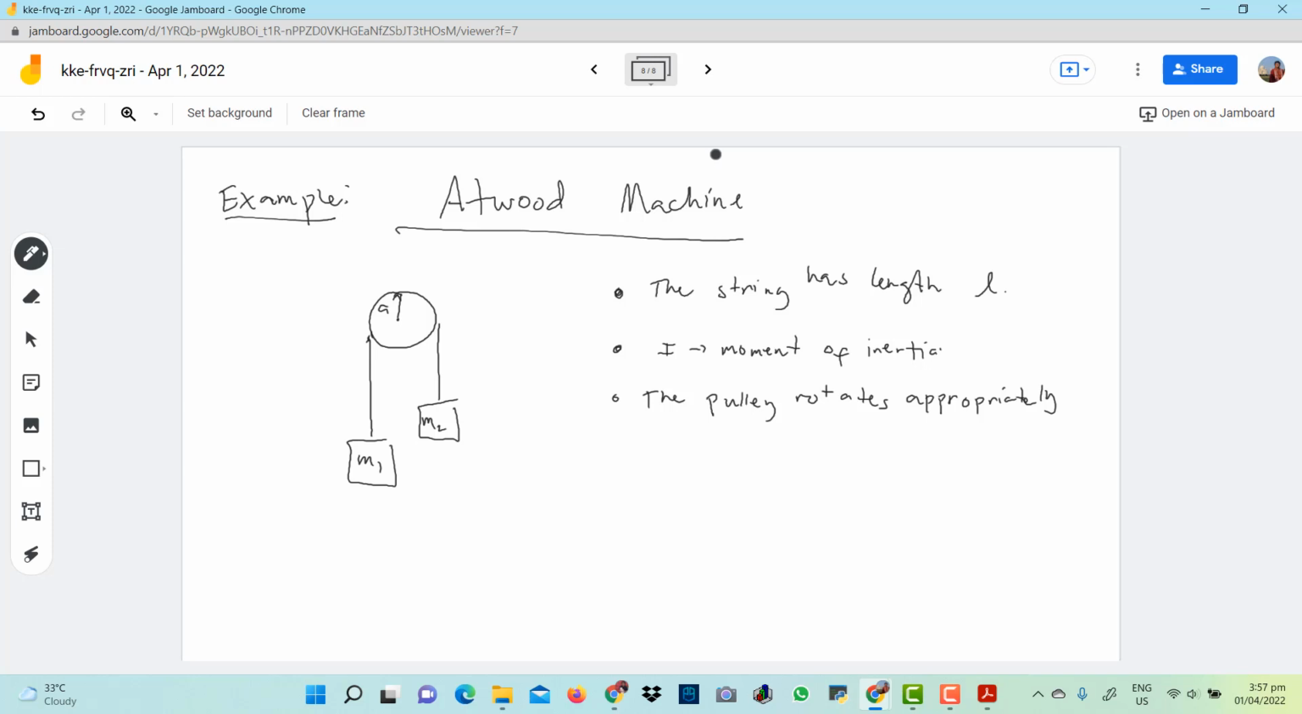And how many constraints are there here? I have 3 bodies, right? The pulley, mass 1, and mass 2. But I have 5 holonomic constraints.